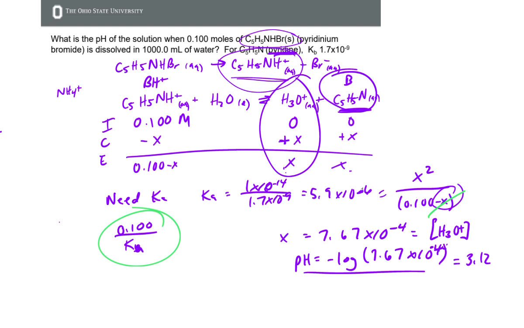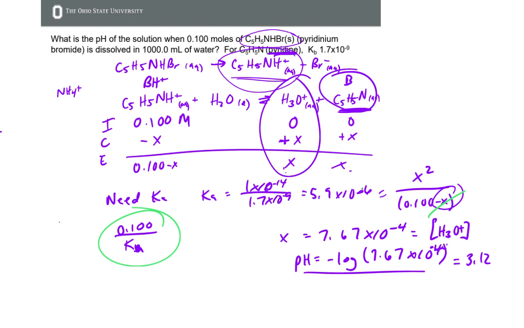Yes. So would you use Ka if the reactant is an acid? Yes, exactly. Use Ka if our reactant is an acid, use Kb if it's a base. So then the tricky part is identifying if it's an acid or a base.